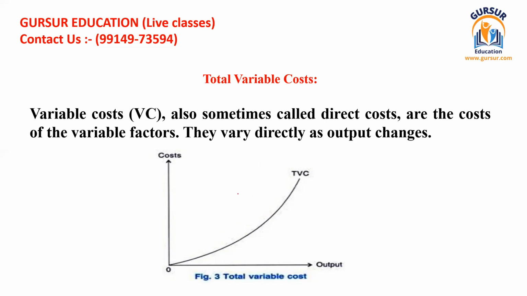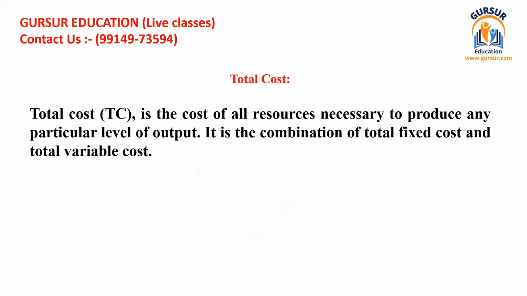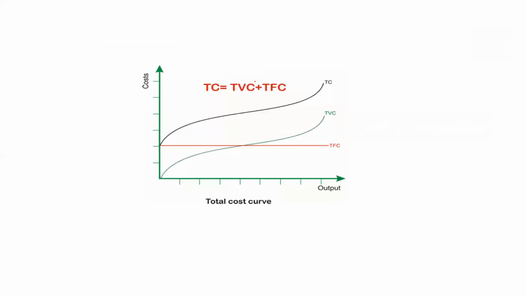Okay, so when we are talking about total cost, this is just the total of total fixed cost plus total variable cost. When you add fixed cost and variable cost, whatever value you arrive at is known as your total cost. Total cost is the cost of all the resources necessary to produce any particular level of output. So when you sum these two, you get total cost, and its curve can be simple like that.